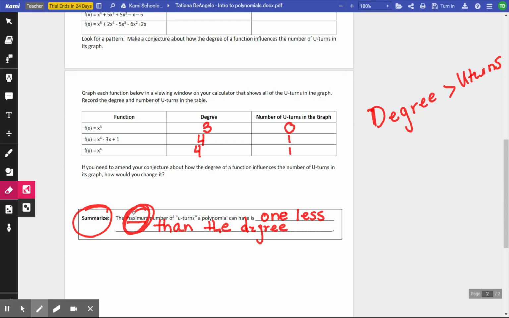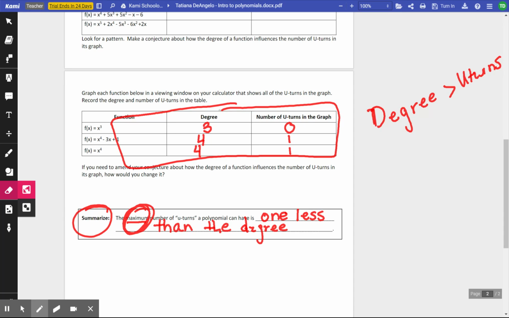So we weren't initially wrong in saying that it's 1 less than the degree, but it doesn't always have to be 1 less. It can be 2 less, 3 less, as you see with these right here. It does not have to be 1 less, okay? But it will be less. But the maximum number of U-turns is 1 less than the degree.